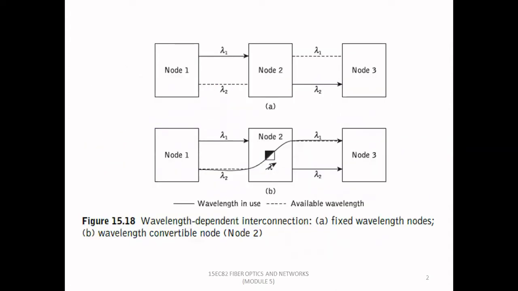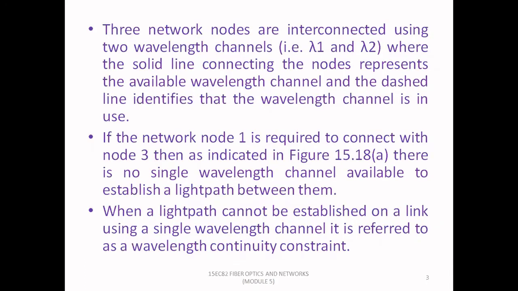Wavelength dependent interconnection. A, fixed wavelength nodes. B, wavelength convertible nodes. Three network nodes are interconnected using two wavelength channels, where the solid line represents the available bandwidth wavelength channel, and the dashed line identifies that the wavelength channel is in use. If the network node 1 is required to connect with node 3, then as indicated in figure 15.18a, there is no single wavelength channel available to establish a light path between them.